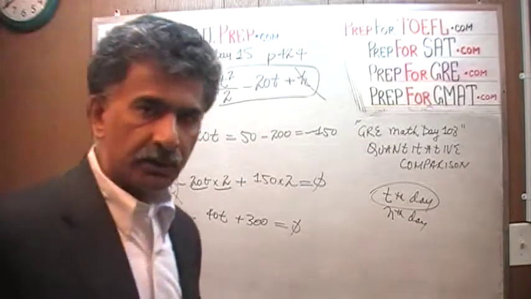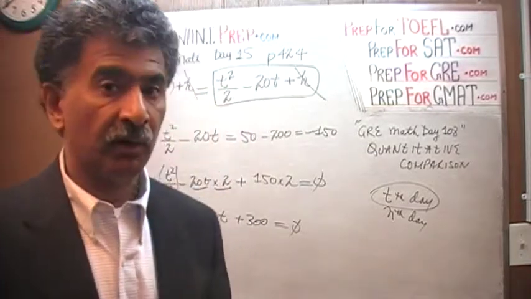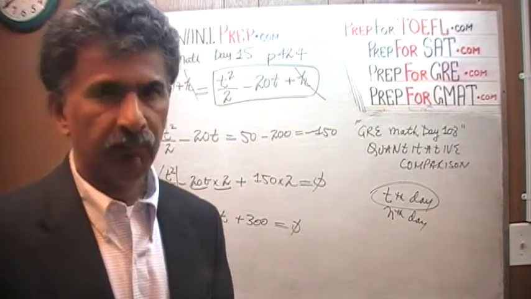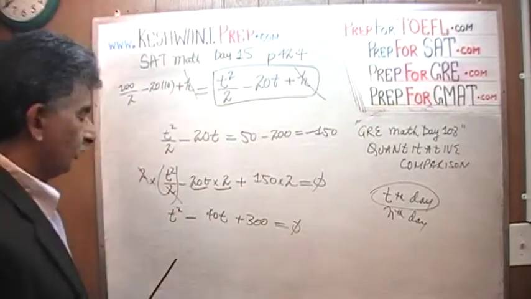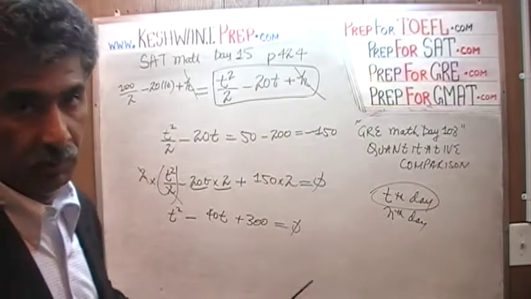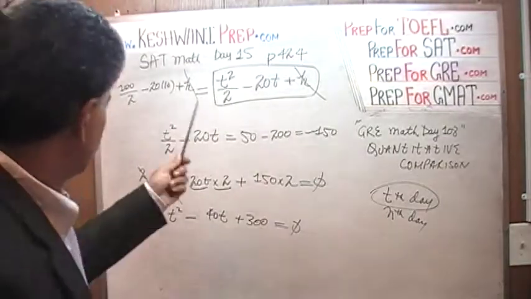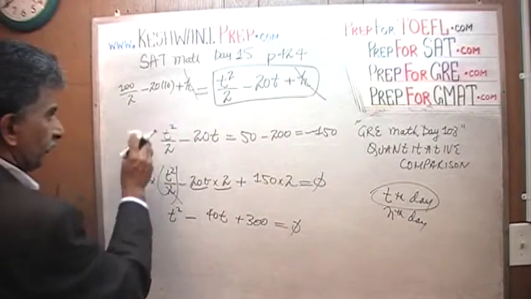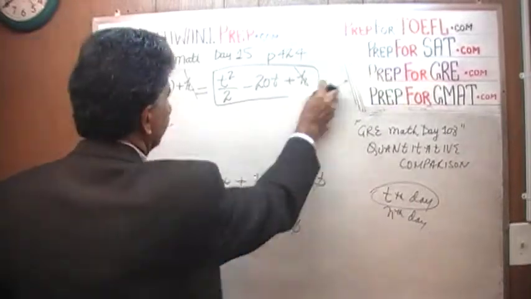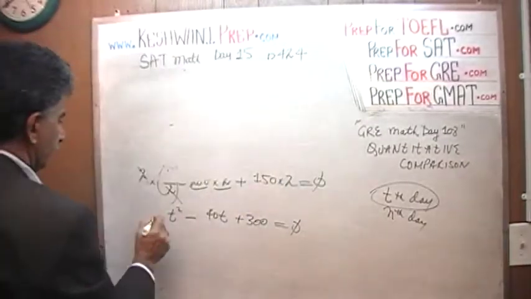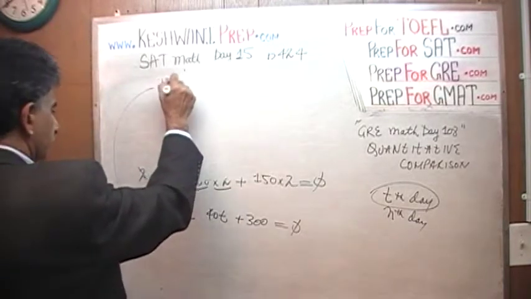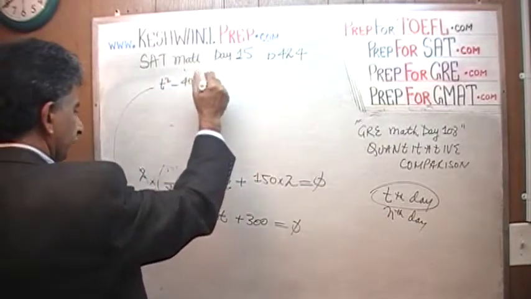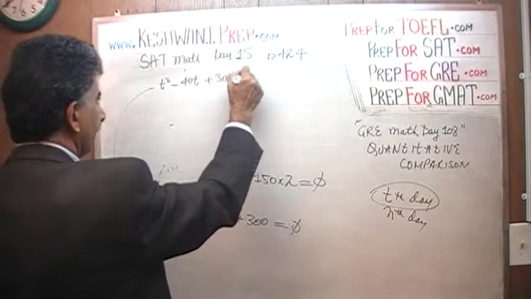Because it's a quadratic equation, it's going to have two values, two roots. We'll see what happens, okay? One of them obviously is going to be a negative root, which is not what we're interested in. Let's do it on the top. I'm going to rewrite this equation on the top, and we're going to start our solution from the top. So here's our equation: t squared minus 40t plus 300 equals 0.